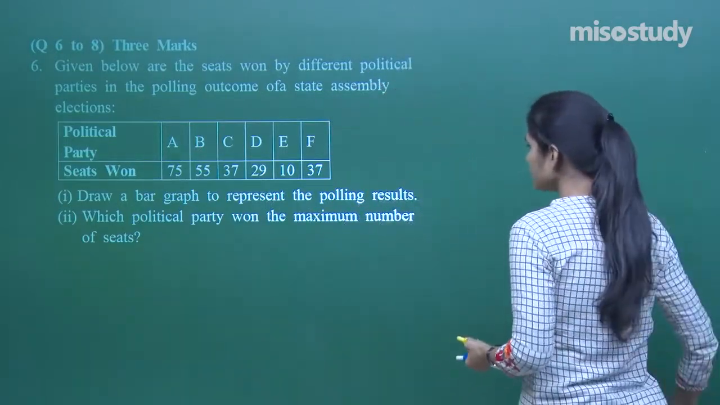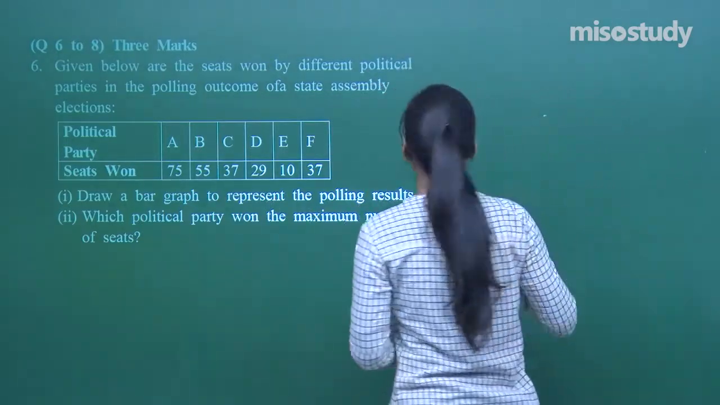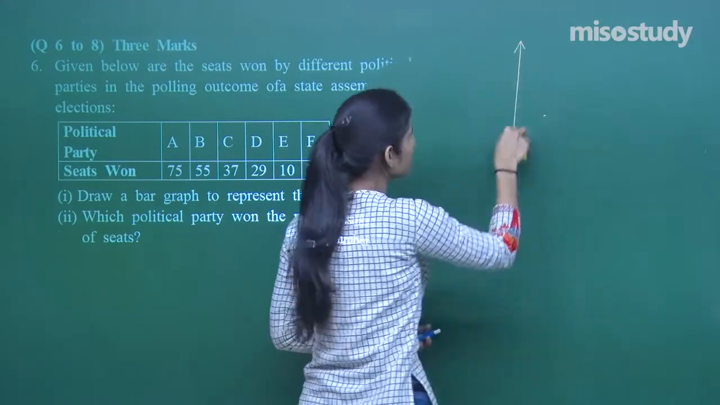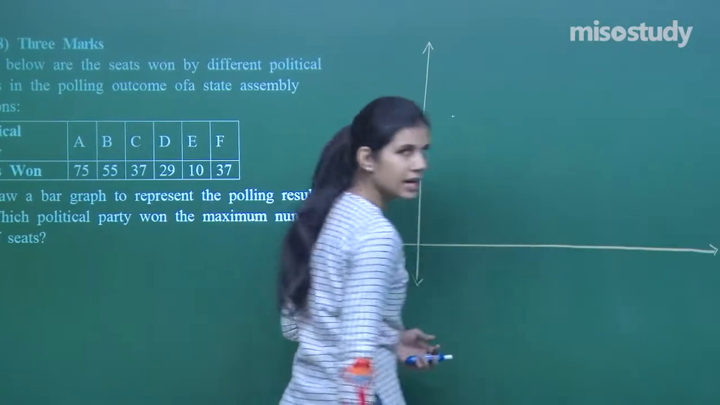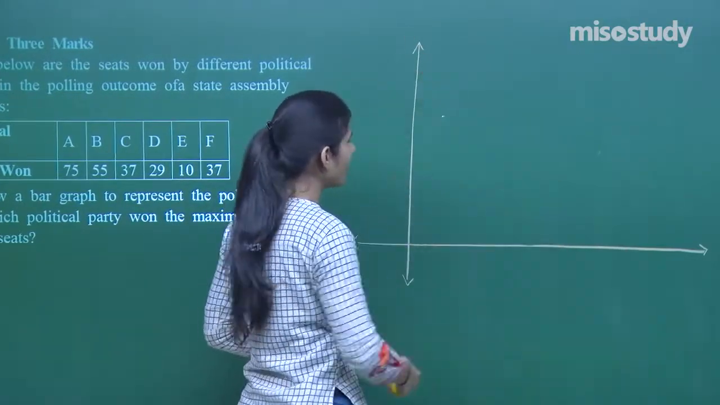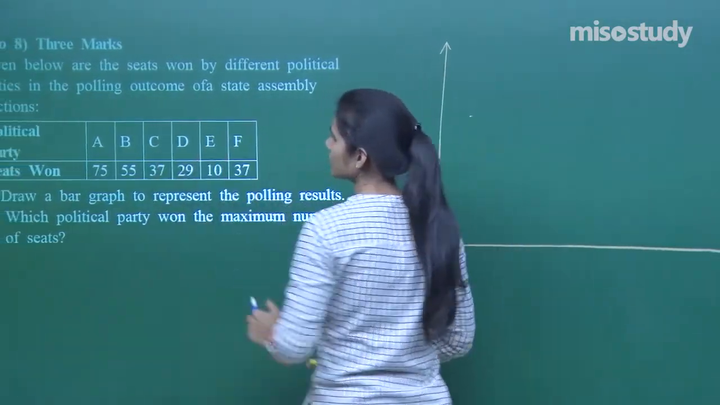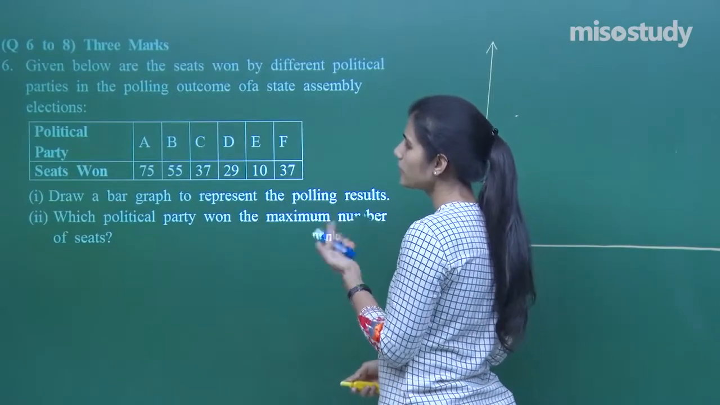And which political party won the maximum number of seats I have to show. So how do you draw the bar graph? You take this vertical line, perpendicular to it is the horizontal line. This is your x-axis, this is your y-axis. On the x-axis, you're going to mark the political parties, and on the y-axis, you will be marking the number of seats won.